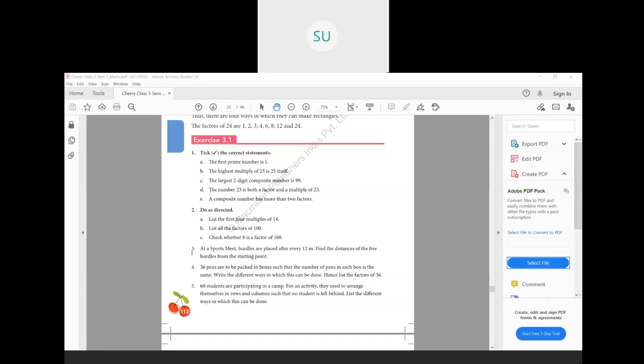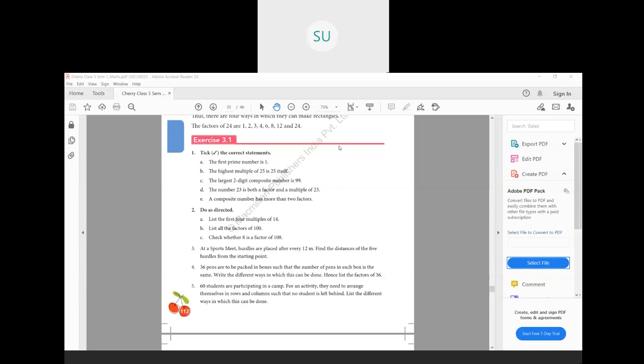At a sports meet, hurdles are placed after every 12 meters. Find the distances of the 5 hurdles from the starting point. So they're telling us that in a sports meet, some hurdles are placed after every 12 meters, and we have to find the distance of the 5 hurdles from the starting point. So how will you do it? We'll find the first 5 multiples of 12.